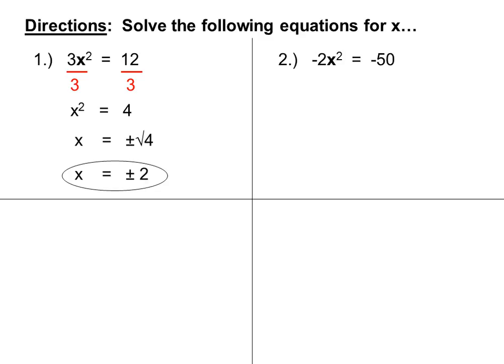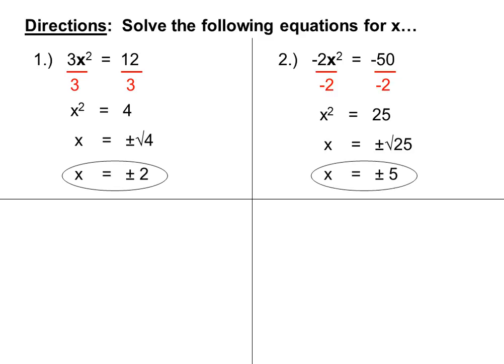Second one, if we have negative 2x squared equals negative 50, again notice it looks pretty much exactly like this. Changing around the y value, changing around the value that's in front of x squared, or the coefficient of x squared. So I'm going to divide both sides by negative 2 because I want to solve for x. Then we get x squared equals 25, and notice it's a positive 25 because negative 50 divided by negative 2 is a positive 25. I want to square root both sides because I want to find out what x is, not x squared. So x will be the positive and negative square root of 25, and the square root of 25 is 5. So therefore x could be positive 5 or negative 5.